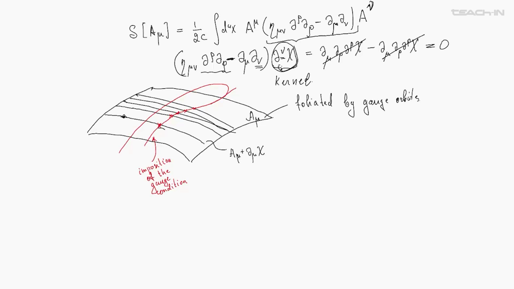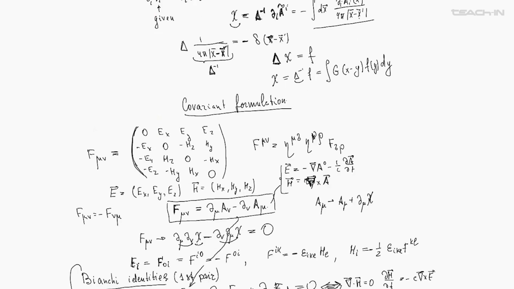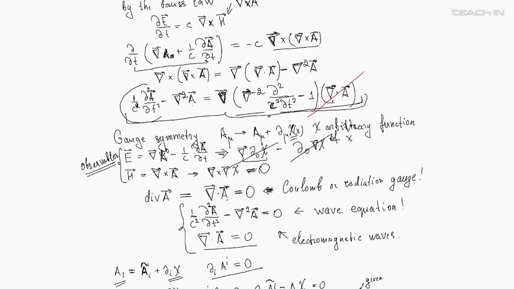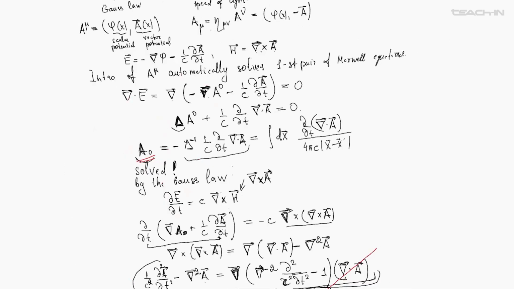By the way, it comes to my mind now that when I was discussing imposition of the Coulomb gauge, I forgot to mention that once you impose the Coulomb gauge, the potential A0 is automatically zero because of this formula. You probably noticed this, but I forgot to mention it. We solved for A0, but the right-hand side is proportional to the divergence of A. So once we impose the Coulomb gauge, this vanishes, and therefore A0 vanishes.